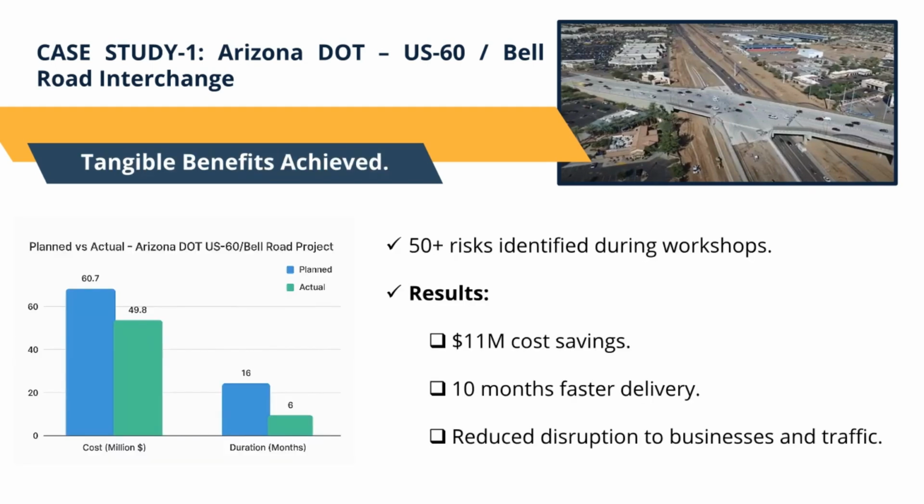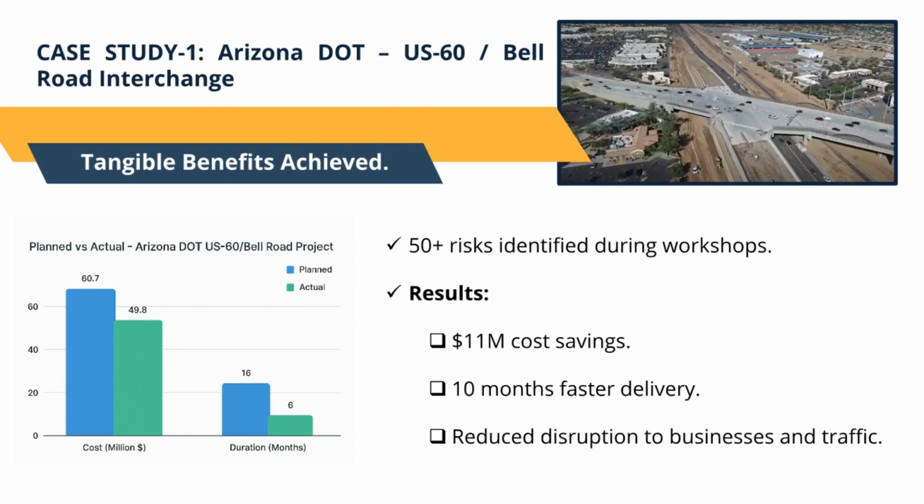So, did that bold gamble on a full closure pay off? The results weren't just good. They were transformational. Their proactive planning allowed them to identify and mitigate over 50 potential risks before they could cause any damage. But look at what that thoroughness achieved. The project was originally budgeted at $60.7 million and scheduled to tie up traffic for 16 long months. But by having the courage to follow their risk plan, the final results were staggering. They delivered the project for just $49.8 million, a massive $11 million under budget. And they finished in an incredible just 6 months, a full 10 months ahead of schedule.